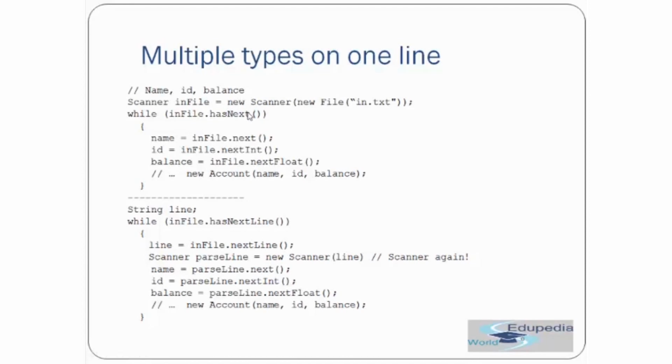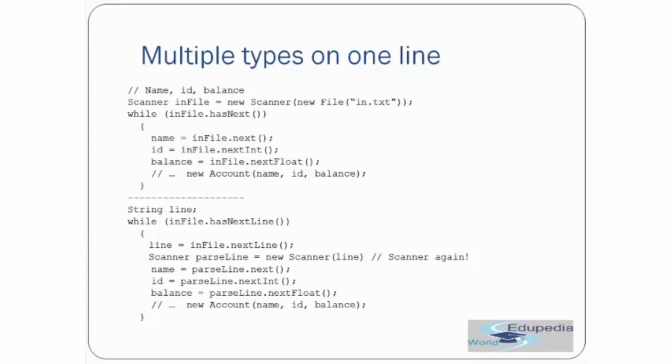Whatever it is, whether an integer, a string, or any other word, we can simply read it by using next. So next will take whatever the next word or character we have, and store it in a name. Once that is done, we also read the ID. We use nextInt because we are sure that the next token after the first one we have read is an integer. So this will read the next token as an integer.